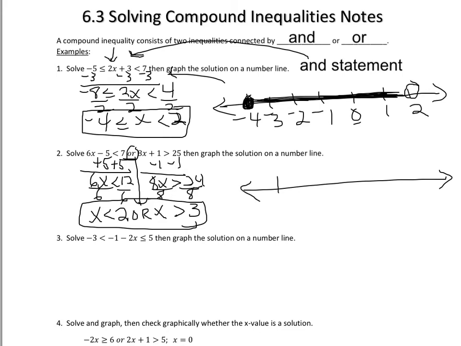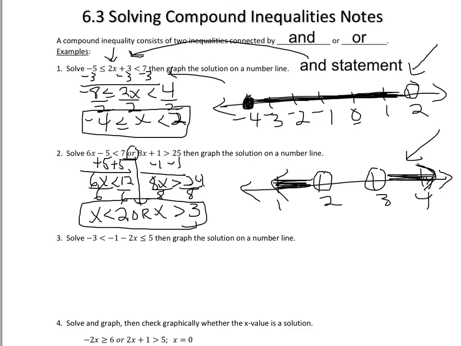We have 1, 2, 3, 4. Now, x is less than 2. We'd have an open circle on 2, and we'd have an arrow going to the left. x is greater than 3, we'd have an open circle on 3, and we'd have an arrow to the right. Now you notice this is different than the "and" statement. In the "and" statement, we had shading in between. In an "or" statement, the arrows are going in opposite directions, and that's the pattern that you're going to see with those.